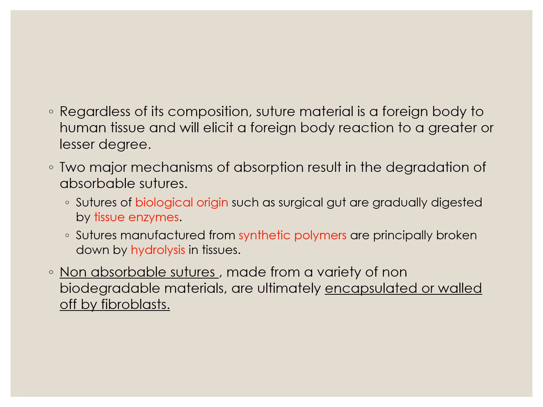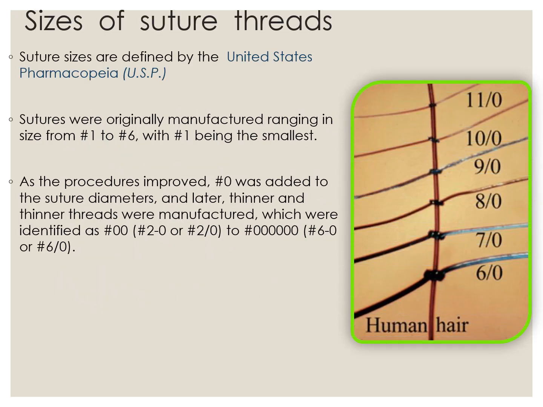Two major mechanisms of absorption result in the degradation of the absorbable sutures. Sutures of biological origin such as surgical gut are gradually digested by tissue enzymes, and sutures manufactured from synthetic polymers are principally broken down by hydrolysis in the tissue. Non-absorbable sutures made from a variety of non-biodegradable materials are ultimately encapsulated or walled off by fibroblasts. Now we'll see the sizes of suture threads. Suture sizes are defined by United States Pharmacopoeia.